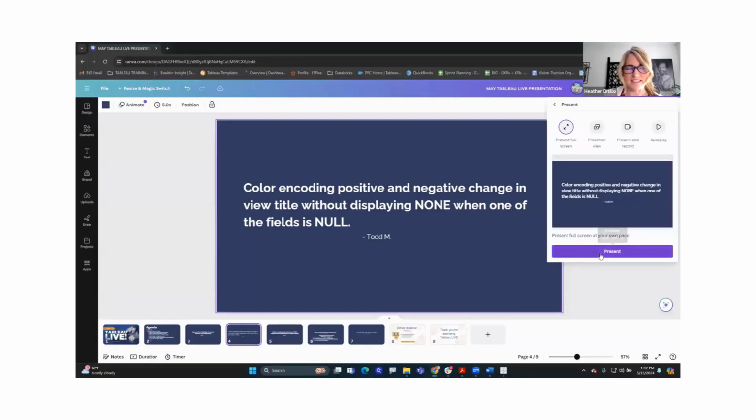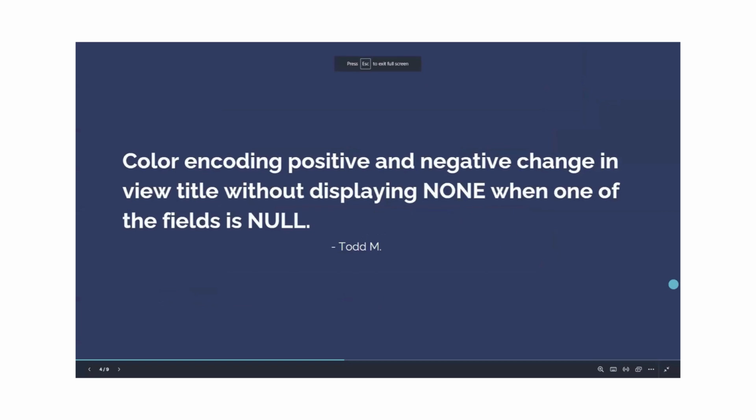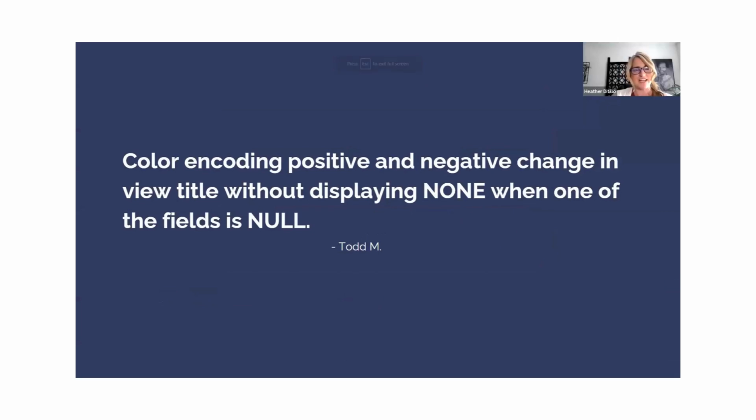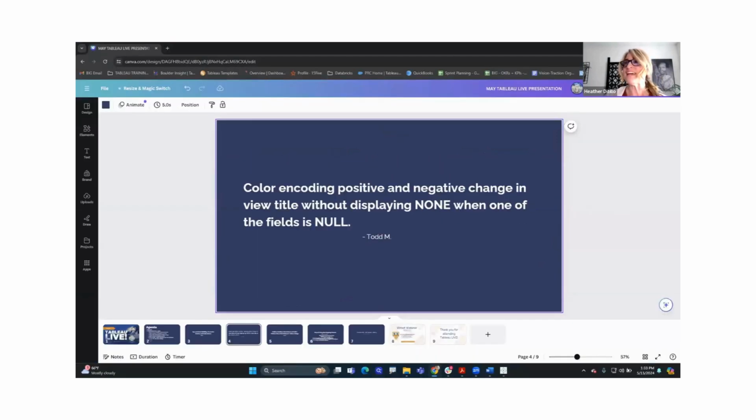This is the question that Todd had: color encoding positive and negative change in view title without displaying "none" when one of the fields is null. So Todd, Chris is going to show you what he came up with as a way to do this. And if that's not what you had in mind, just speak up and let us know. So Chris, I'll let you share.